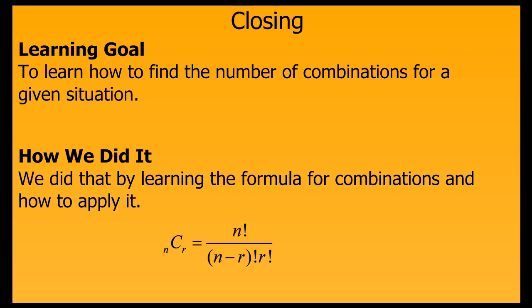In closing, let's review our learning goal. We wanted to learn how to find the number of combinations for a given situation. We did that by learning the formula for combinations and how to apply it. Our formula for a combination of n things taken r at a time is n factorial divided by n minus r, the entire quantity, factorial, times r factorial.